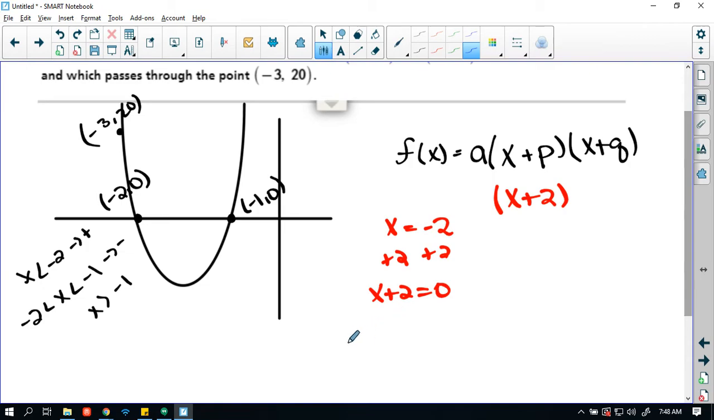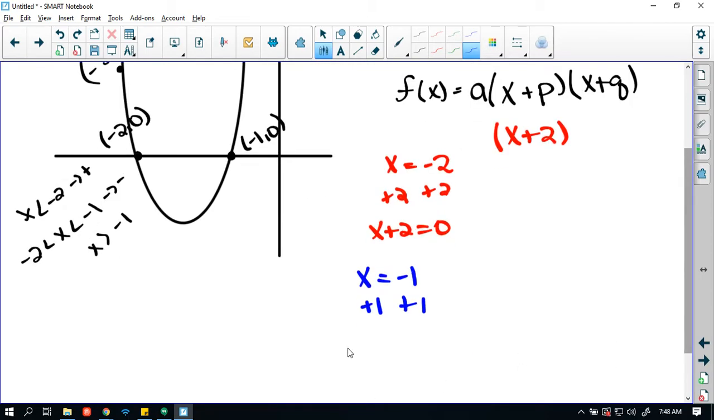Then I'm going to do the same thing when x equals -1. I'm basically reversing what we did to solve. I'm reversing it to get my factors back. So I'm going to add 1. So I get x plus 1 equals 0. Again, here's a factor.